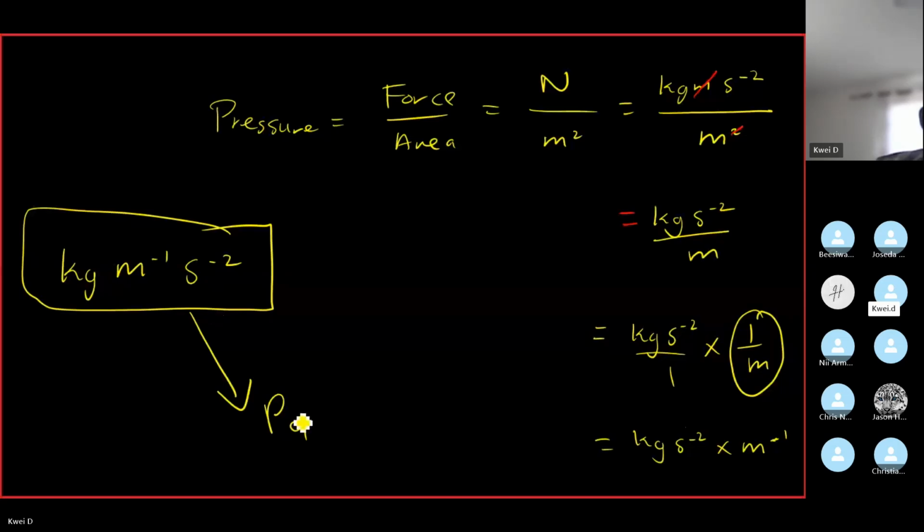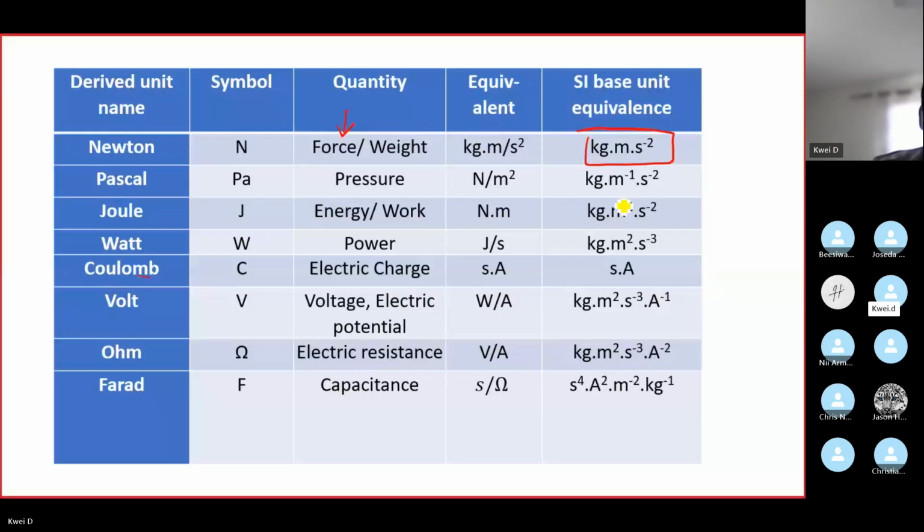So all this over here is what we call the pascal. Okay, so kg m minus 1 s minus 2. You can see it in the second one over there. That's the equivalent. So we are saying what?